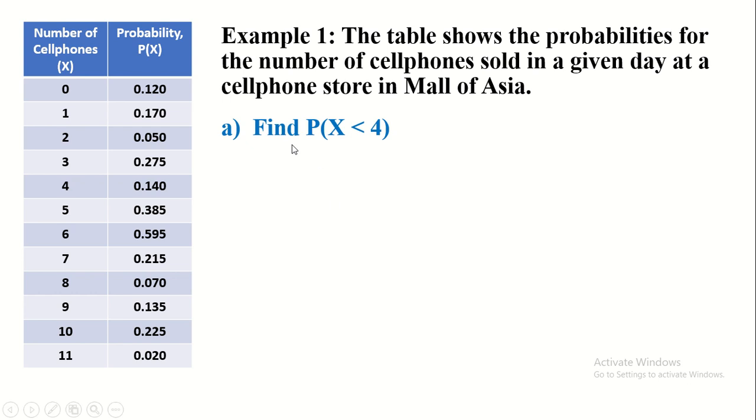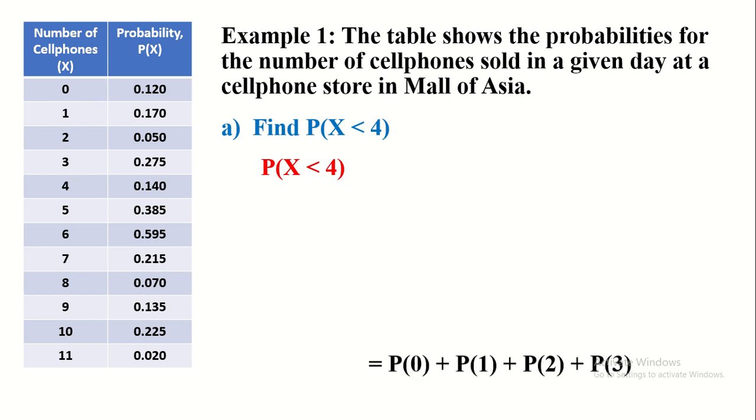Letter A. Find the probability of X that is less than 4. Ibig sabihin, pag sinabing less than 4, mas mababa. So, ano nga ba yung mga less than 4? So, we have 3, 2, 1, and 0. At ito yung mga probabilities niya. Itong part na to. So, let us write the proper way. Probability of X that is less than 4.